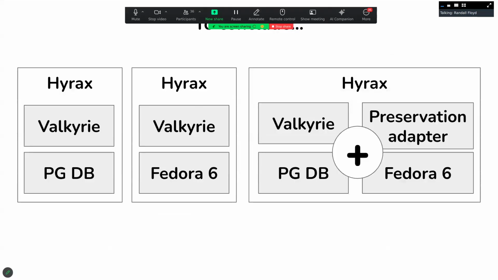So to conclude, what we're looking at hopefully is the ability to support three distinct storage configurations: Hyrax using Valkyrie directly, just a fast performant database; Hyrax on Valkyrie on Fedora 6; or a combination with the introduction of a preservation adapter that can take care of preservation persistence and still have a performant database driving your application in the application persistence, so that you can have an apple and an orange.